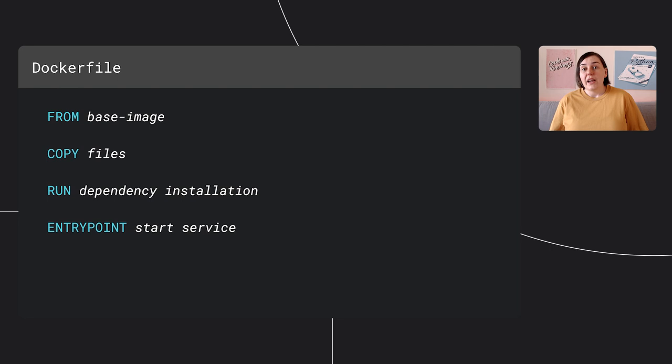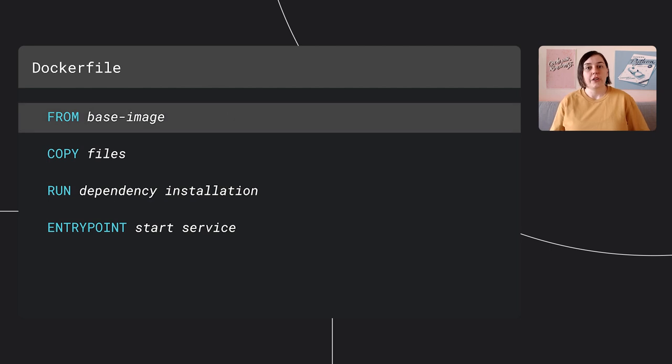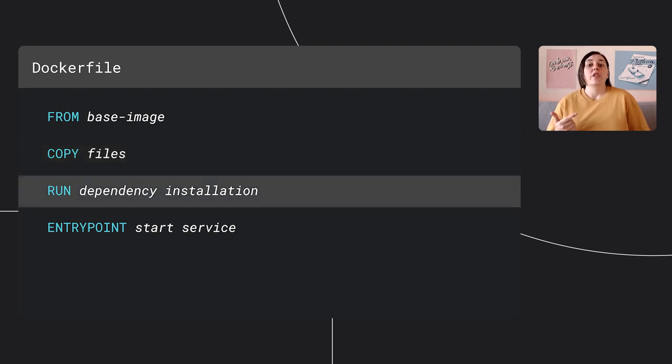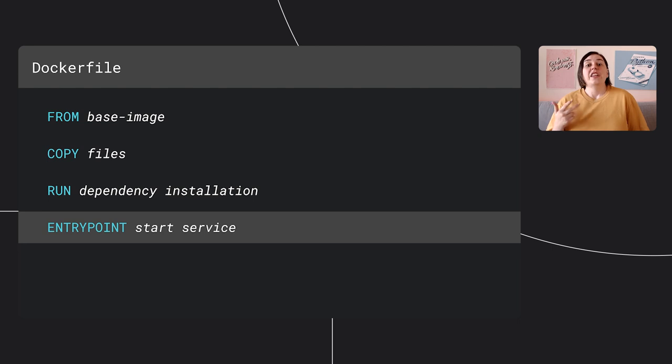The most popular way is to write a list of instructions in a Dockerfile that are used to build your image. You start from a base image, you copy files from your local file system into the image, you then run commands such as installing dependencies, and you then define an entry point, a command that is run when you start your container. This is a very common template for Dockerfiles, so much so that there are now automation tools that presume this format.